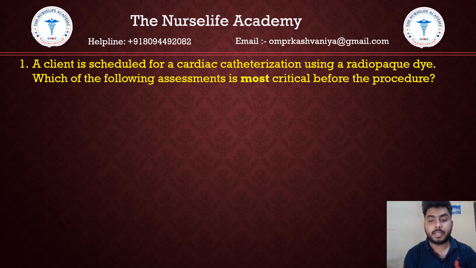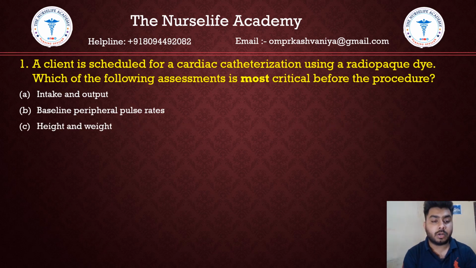for a cardiac catheterization using a radiopaque dye. Which of the following assessments is the most critical before the procedure? Option A, intake and output. Option B, baseline peripheral pulse rates. Option C, height and weight. And option D, allergy to iodine or shellfish.